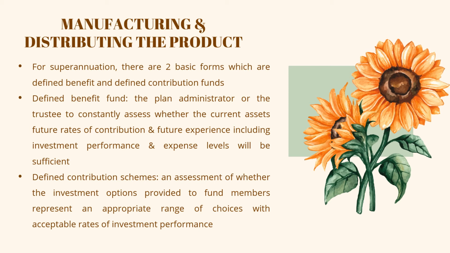For superannuation, there are 2 basic forms which are defined benefit and defined contribution funds. Defined benefit fund is when the plan administrator or the trustee constantly assesses whether the current assets, future rates of contribution, and future experience, including investment performance and expense levels, will be sufficient. Meanwhile, for defined contribution schemes, it is an assessment of whether the investment options provided to fund members represent an appropriate range of choices with acceptable rates of investment performance.